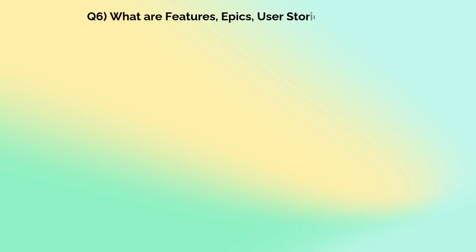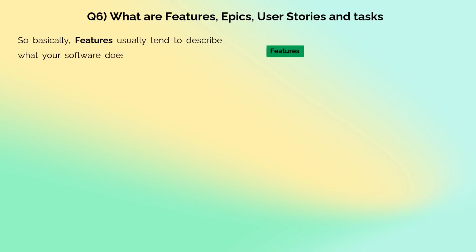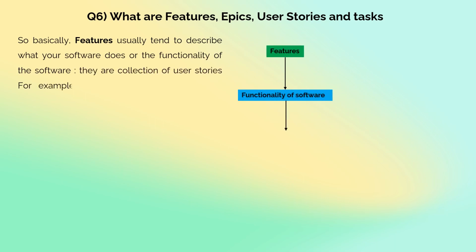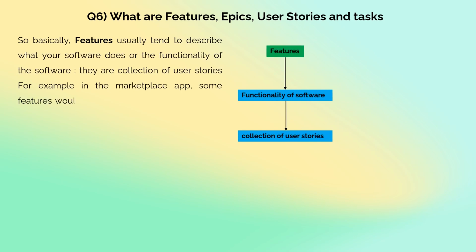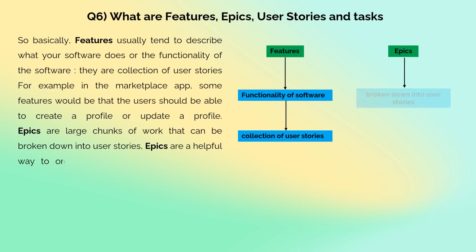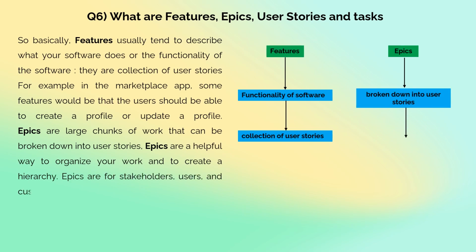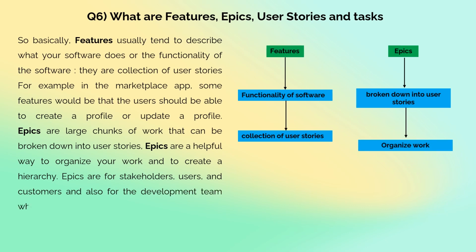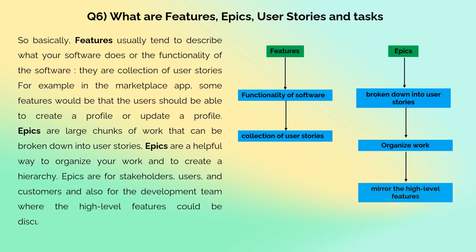What are features, epics, user stories, and tasks? So basically, features usually tend to describe what your software does or the functionality of the software. They are a collection of user stories. For example, in the Marketplace app, some features would be that the users should be able to create a profile or update a profile. Epics are large chunks of work that can be broken down into user stories. Epics are a helpful way to organize your work and create a hierarchy. Epics are for stakeholders, users, and customers, and also for the development team, where the high-level features could be discussed with them. And the epics usually mirror the high-level features.